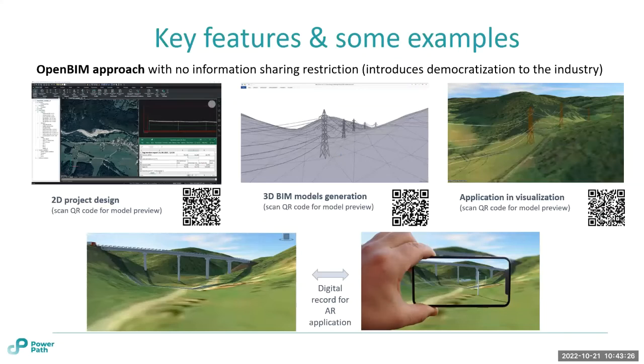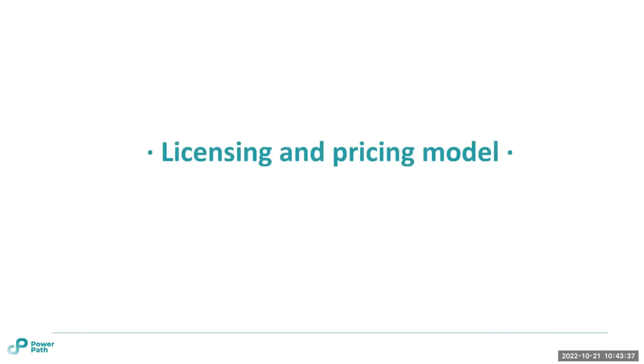Of course, BIM is very important for the next phases, for maintenance. And it means once you create a project, you can use it later in the next phases of the life cycle of the power line. A few details about the licensing and pricing model of the solution.